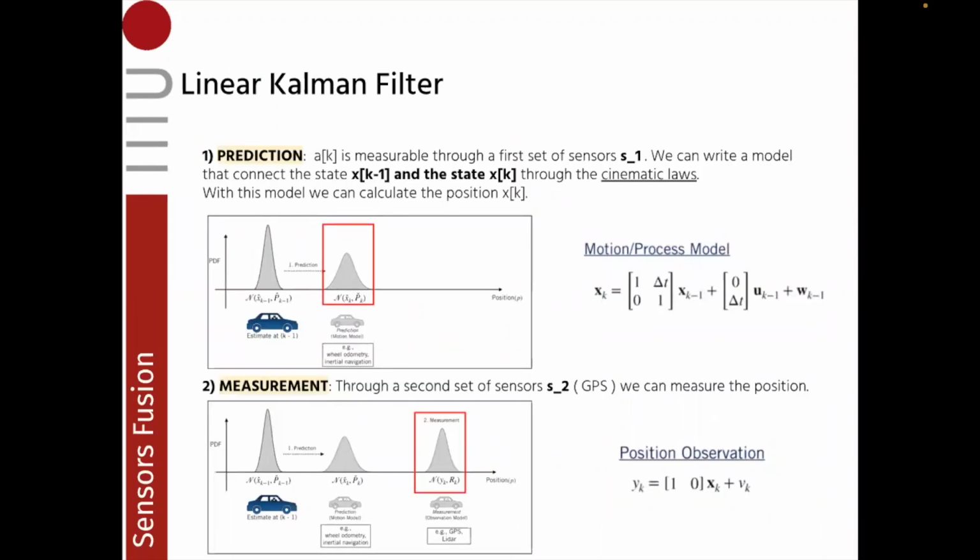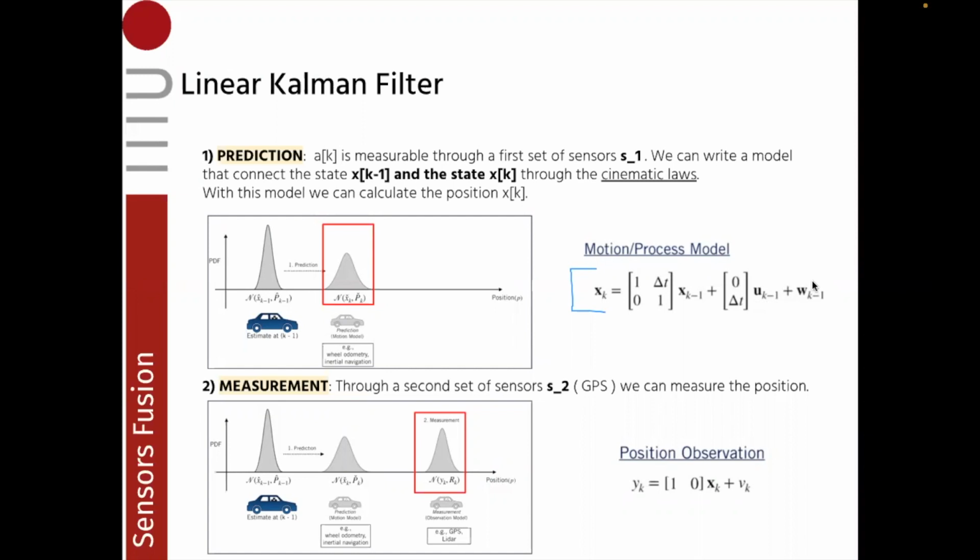So our goal is to estimate the velocity and the position, and with a Kalman filter we do it through three main steps. The first step is the prediction. As we see here, we can measure our input acceleration through a sensor, for example, an accelerometer, and we can write a model that connects the state at time k and the state at k-1 through, in this case, the kinematic laws. So here we have our motion model, which, as you can see, is given by the laws of kinematics.